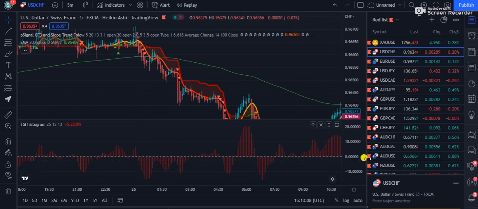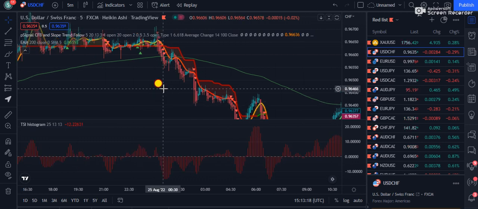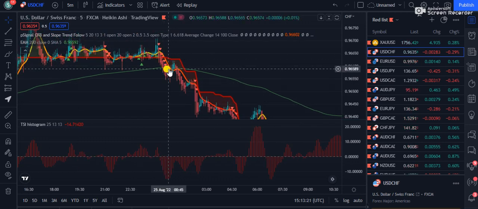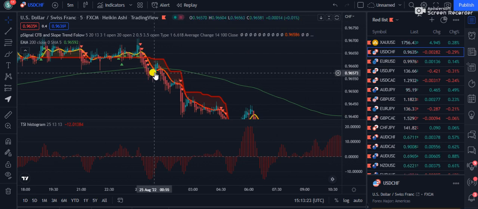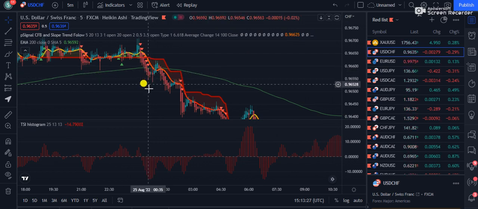So the second thing we will check at this point is whether the histogram candle has closed below the zero line, because you can see a zero level here. So if any one candle closes below the zero line of the histogram and you have a sell signal, then two conditions are met. And the third condition, you need to check whether the market is below the 200 EMA or not. Yes, definitely the market was below the 200 EMA, right?